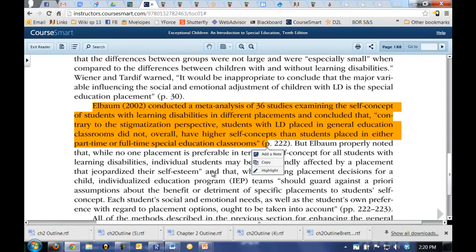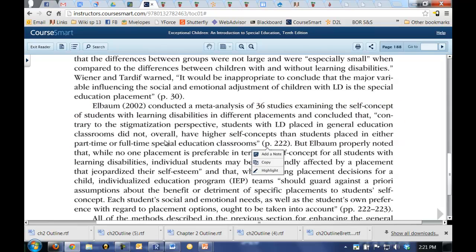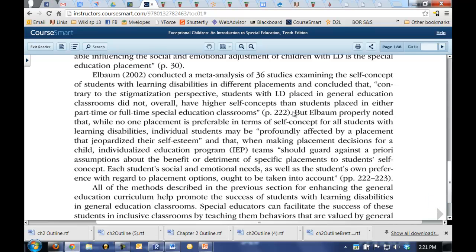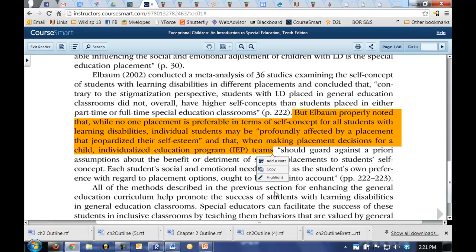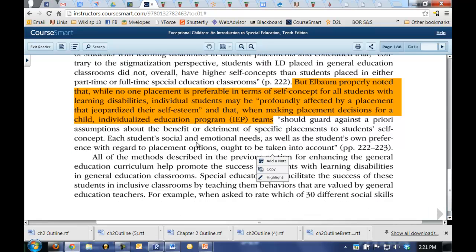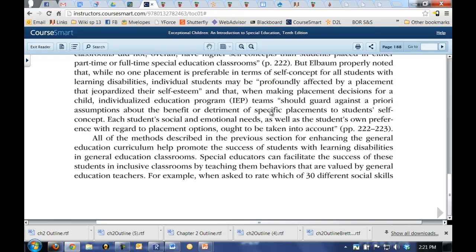And that really, in my opinion, flies in the face of the least restrictive environment inclusion, because that's what we told each other, that if they were in there, they'd have better self-concepts. And this person has the audacity and courage to do a study and bring this out. And it goes on and tries to disqualify him a little bit. Edelbaum properly noted that while no one placement is preferable in terms of self-concept for all students, individual students may be profoundly affected by a placement that jeopardizes their self-esteem, and that when making placement decisions for a child, one should guard against presumptions about the benefit or detriment of placements.